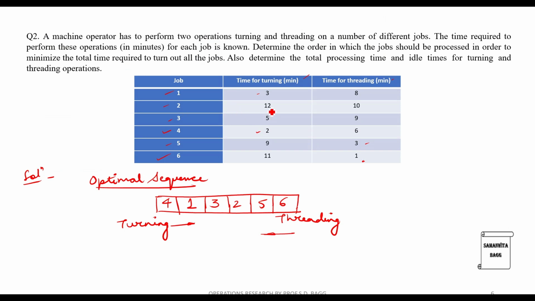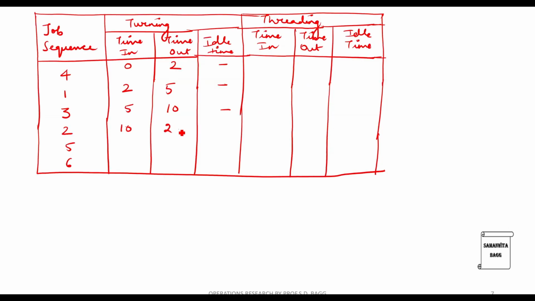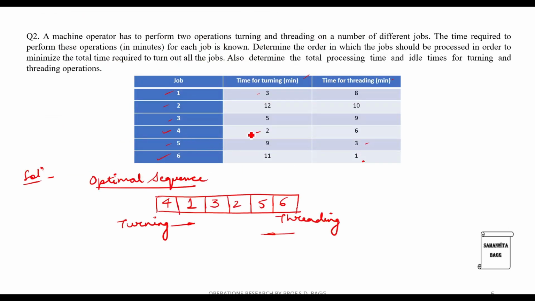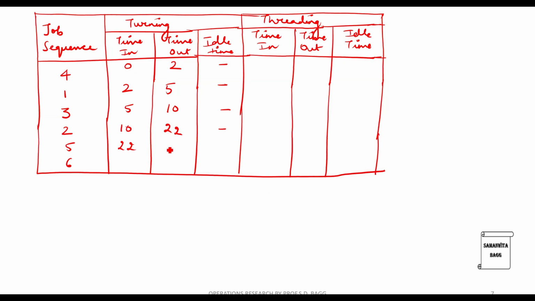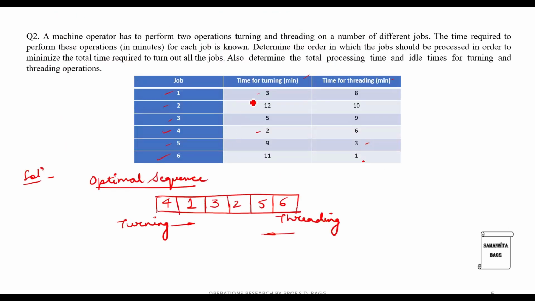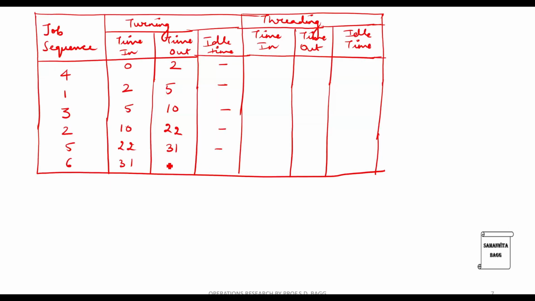Second job, the value is 12. So this becomes 22. No idle time. This is again 22. Fifth job on turning is 9. So this becomes 31. Again this is 31. Sixth job is 11. So this becomes 42.